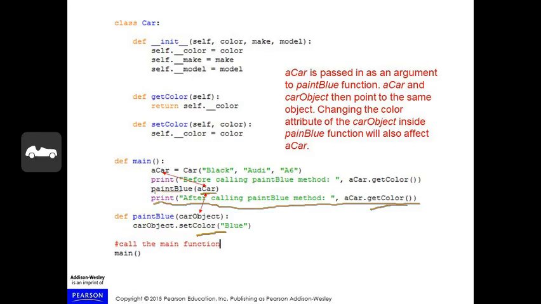Okay, so a car is passed as an argument to the paint blue function, but a car and car object point to the same object. Changing the color attribute of the car object inside the paint blue function will also affect a car.